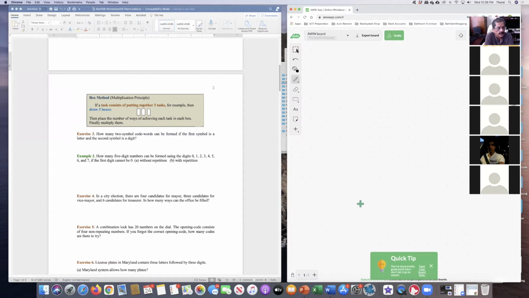So let's go to the example 2. How many 5-digit numbers can be formed using the digits 0 through 5, 6, and 7? So we're going to make 5-digit numbers, and the first digit cannot be 0. No repetition allowed. The second part says repetition allowed. So let's work with the no repetition.